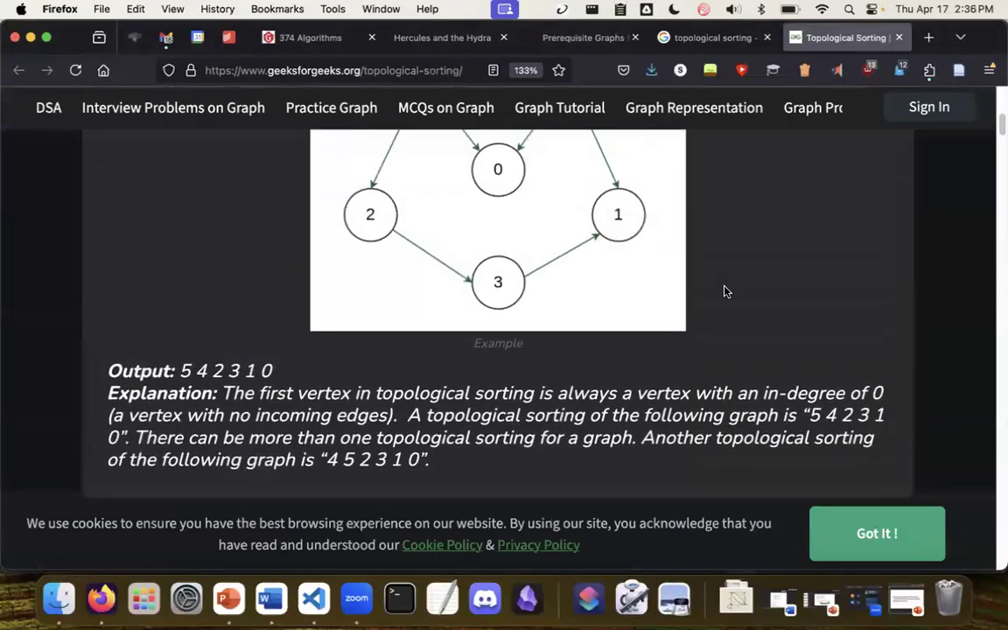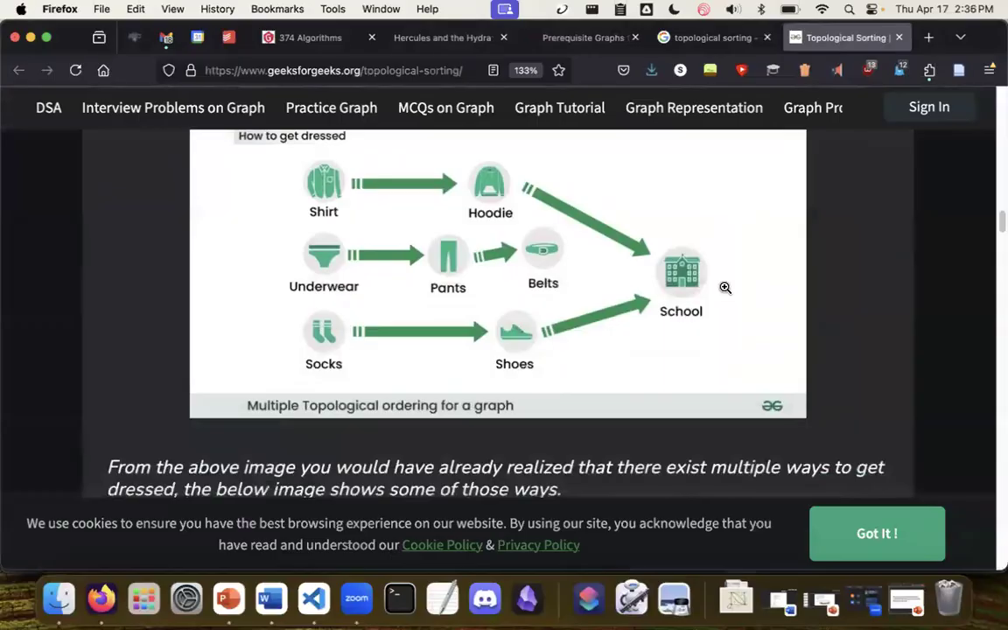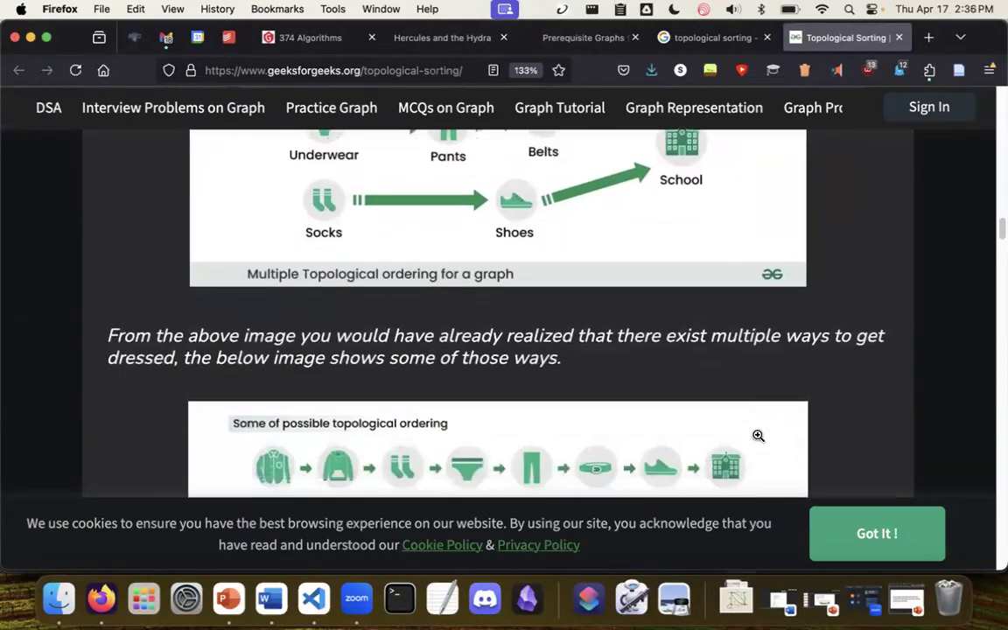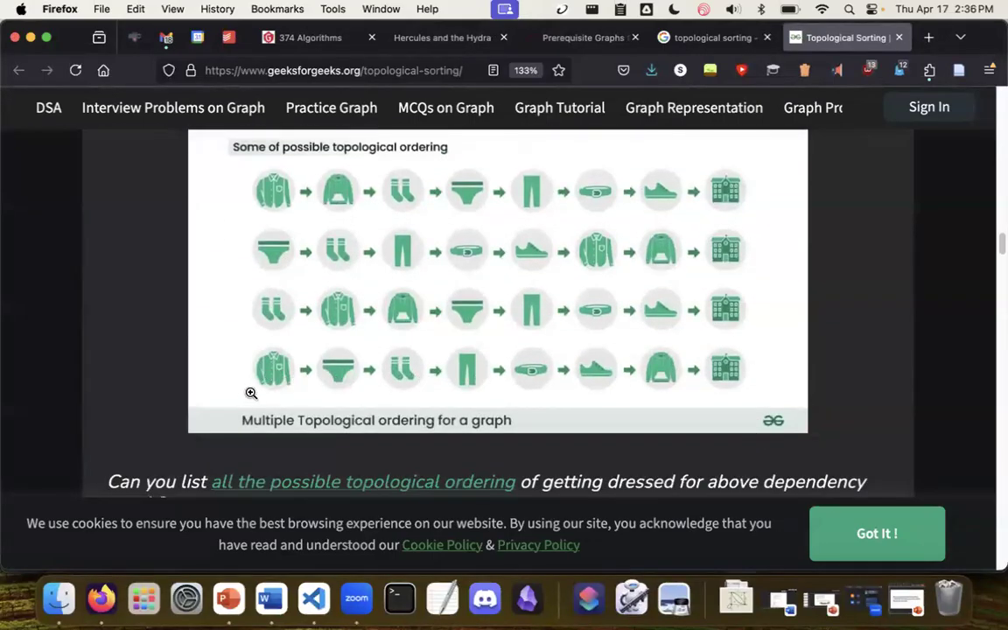We want to figure out an ordering where, let's see if we've got a picture. This is a special kind of topological ordering. So this example is like getting ready for school. You get dressed first and then you go to school. So then do each of these things in order. That's a topological ordering where the edges are going left to right. And that's kind of what we're doing here.